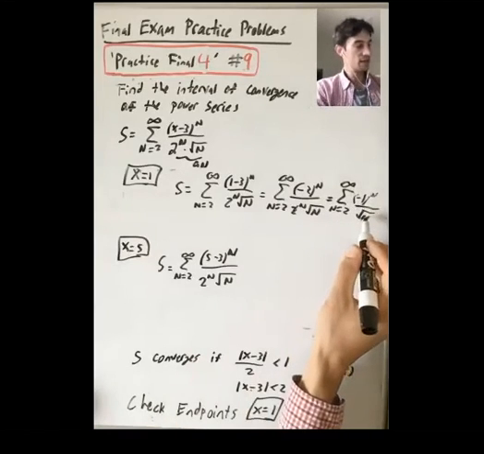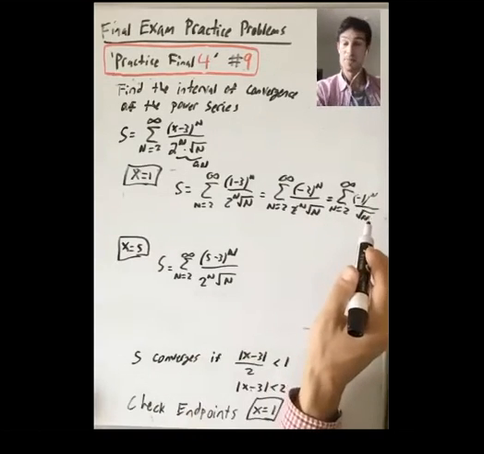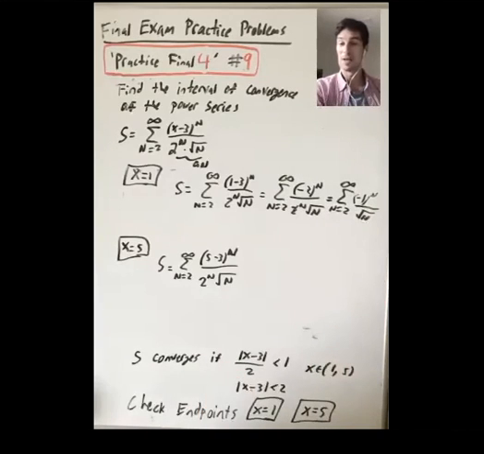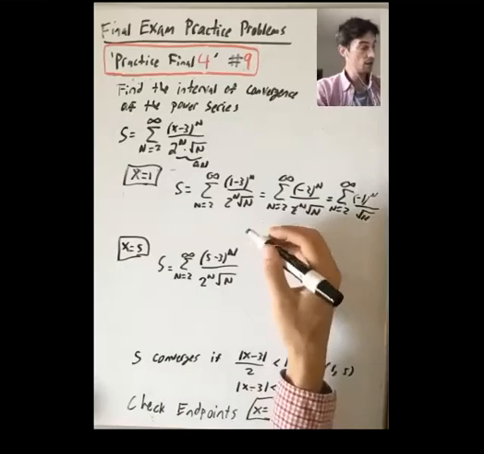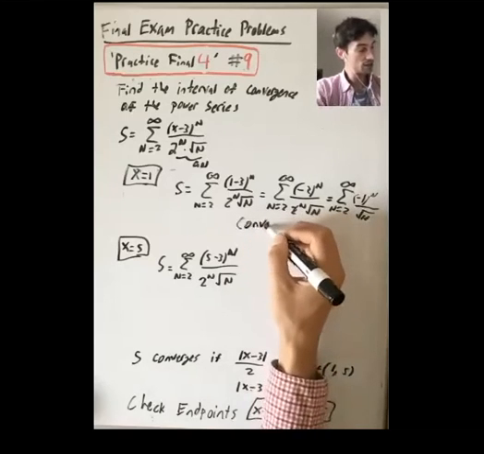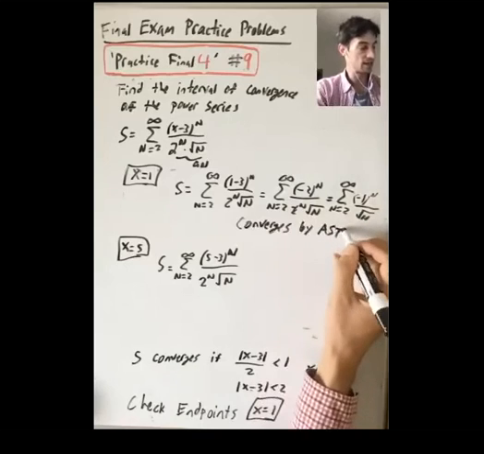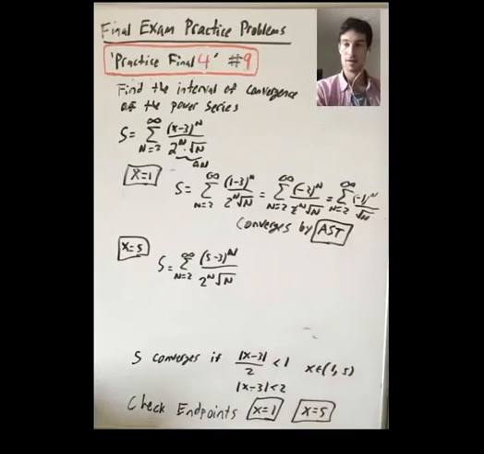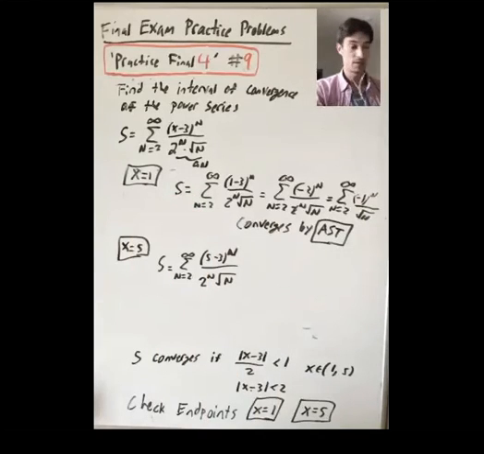So this series is alternating. Terms go plus, minus, plus, minus, plus, minus, plus, minus. And the b_n terms, the things not being multiplied by the (minus 1) to the n, are decreasing and going to 0. So this series converges by the alternating series test. So we should include x equals 1 in our interval of convergence.